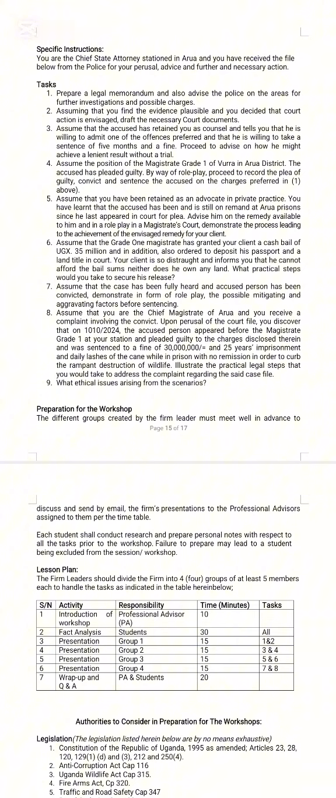Assume that you have been retained as an advocate in private practice. You have learned that the accused has been and is still on remand in Arua prisons since he last appeared in court. Advise him on the remedy available to him and proceed with the remedy. So basically here we apply for bail. My lord, counsel for the accused, I proceed under Article 23(6) to apply for bail.